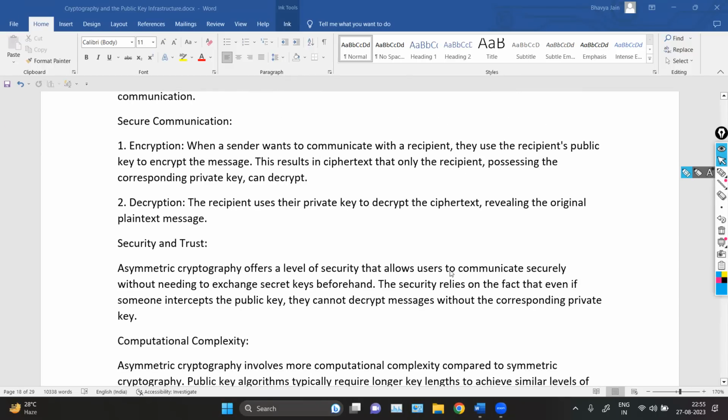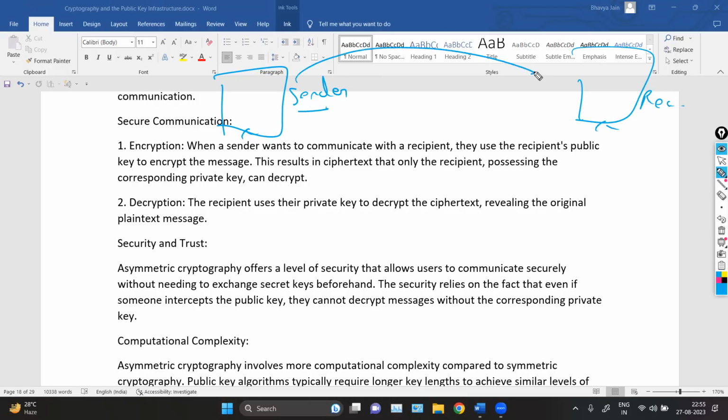Then we have secure communication. Encryption, we have already discussed, like how we can encrypt or decrypt. Let me show you a figure for that. Let's say there's a sender and there's a receiver. If the sender wants to send a message to the receiver, the sender encrypts the message with the receiver's public key, and then sends it.